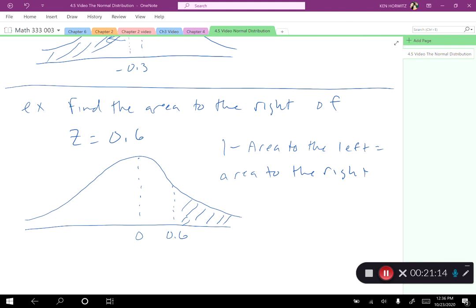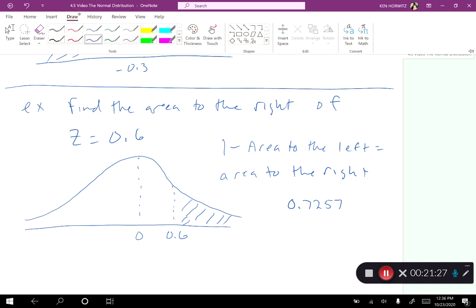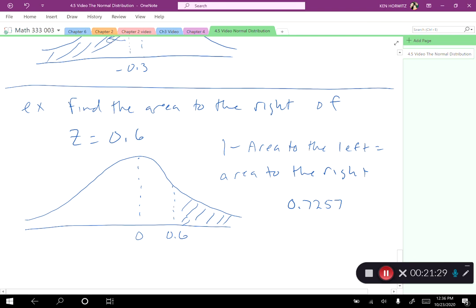All right, hopefully you found that area to be 0.7257. And that would be the area to the left. So that would be, I'm going to change colors very quickly, I'm going to change it to green. The green is what you just found.